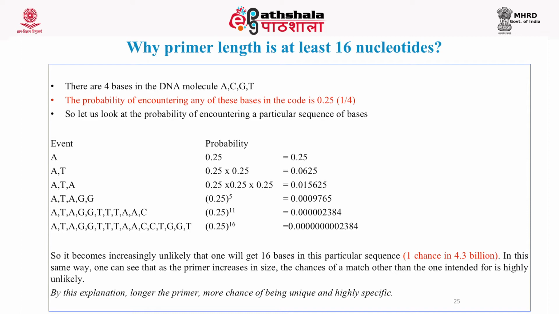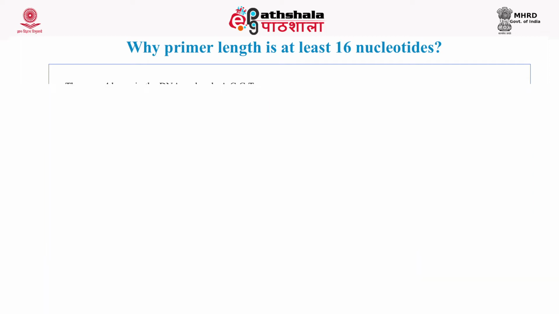In the same way, one can see that as the primer increases in size, the chances of a match other than the targeted one is highly unlikely. By this explanation, the longer the primer, the more chance of being unique and highly specific. However, we still have a cap. We cannot go beyond 30 bases. Let us see why. So what would happen if the primer length is too long?